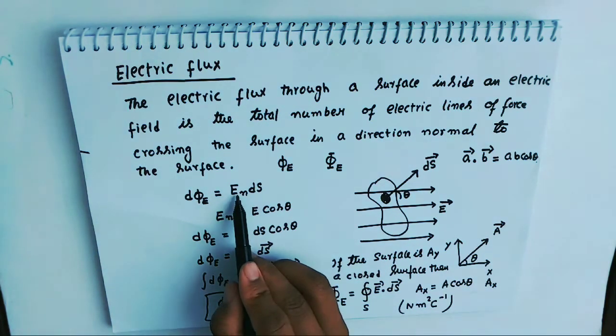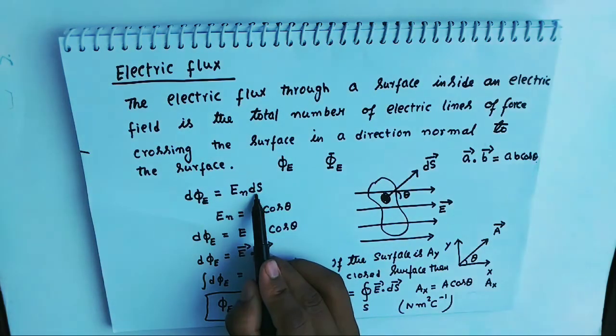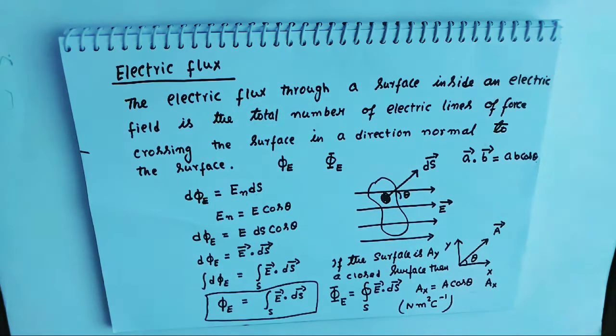We know that the SI unit of electric field is Newton per coulomb. The SI unit of area is meter square. So therefore, the SI unit of electric flux is Newton meter square per coulomb.